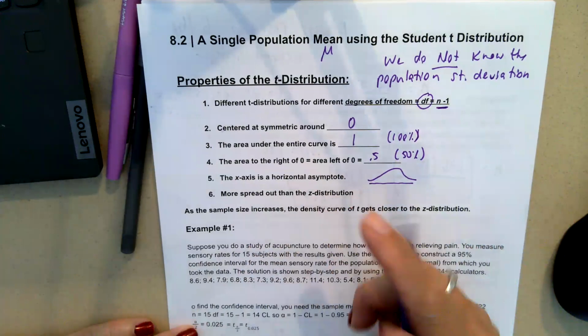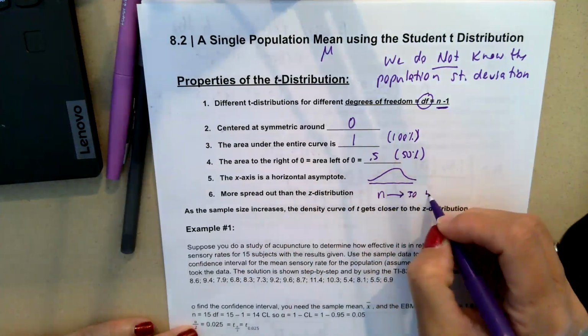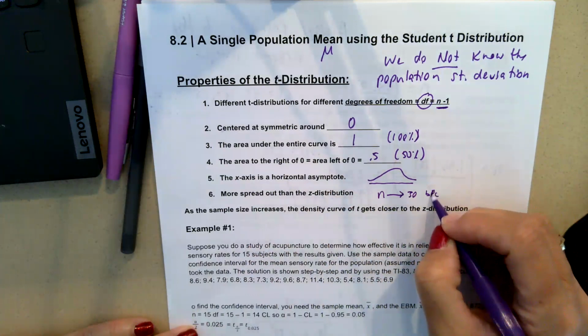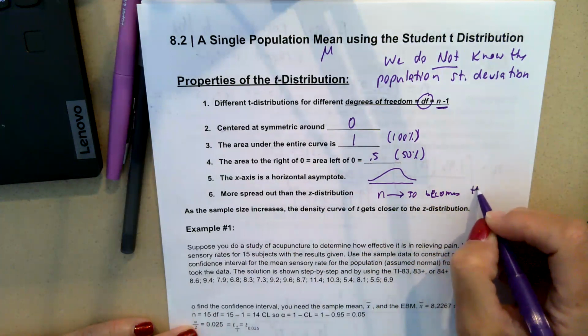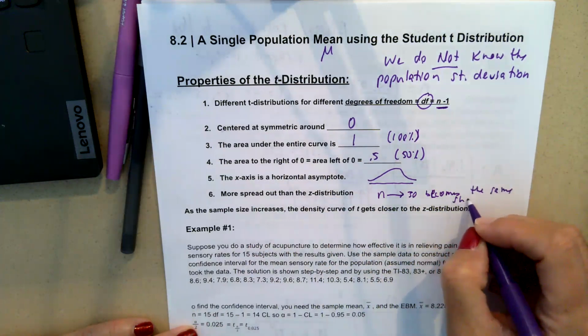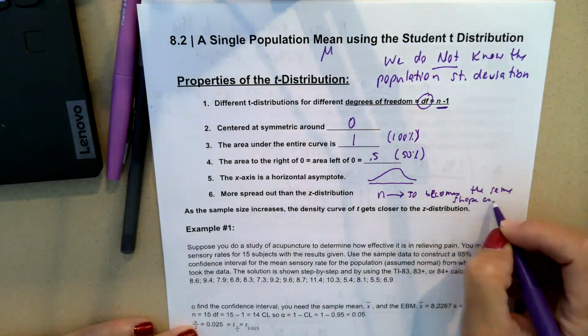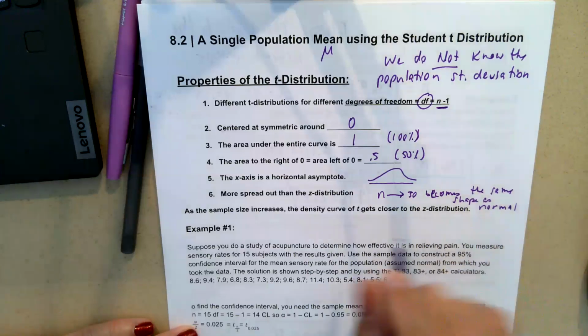But the closer our sample size gets to 30, the more it becomes the same shape as normal. Okay.